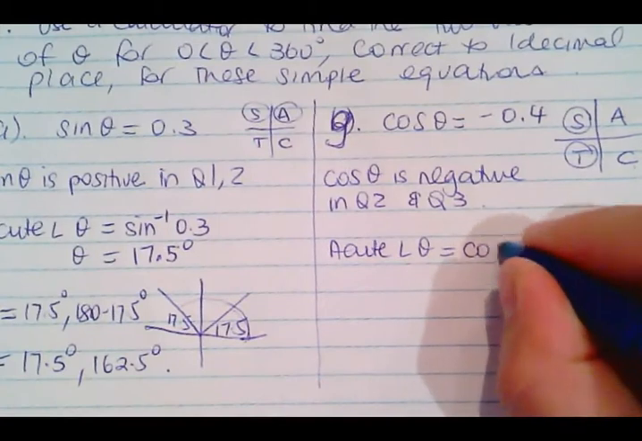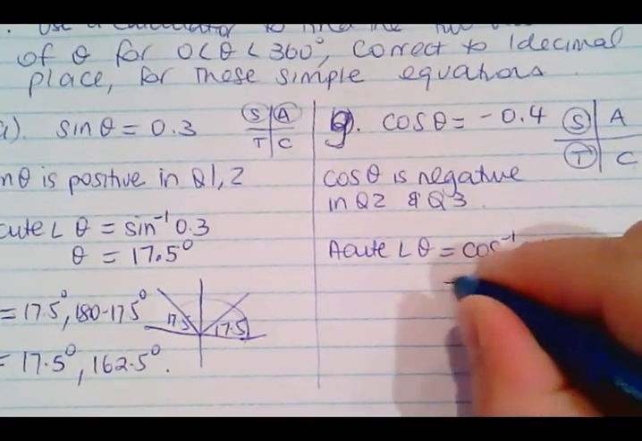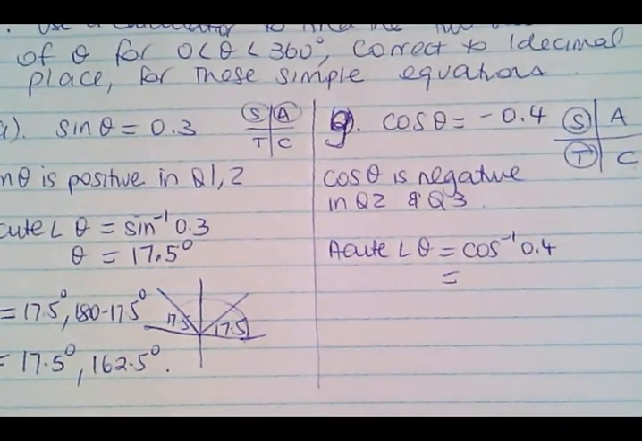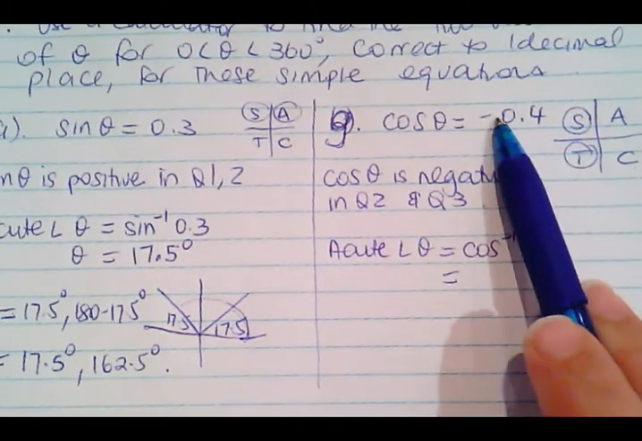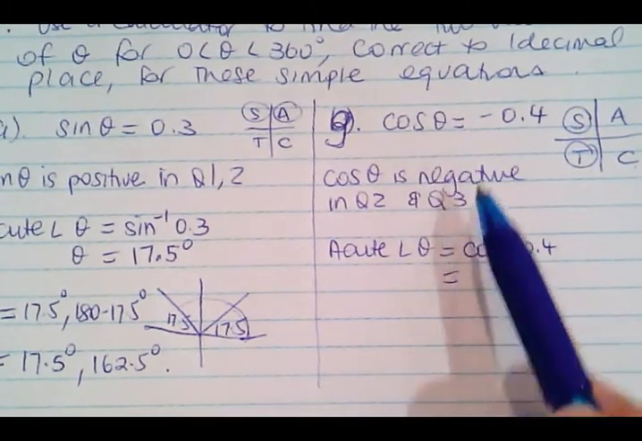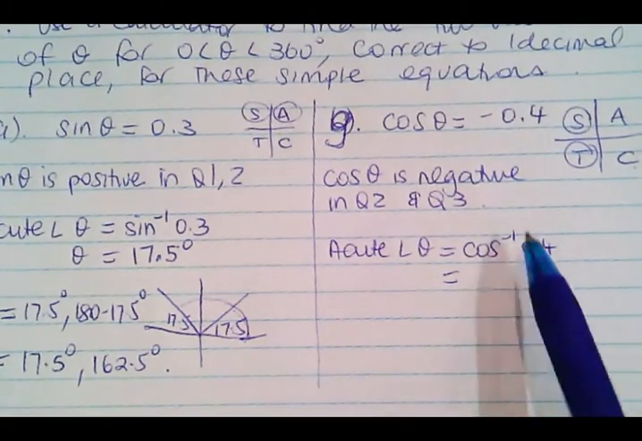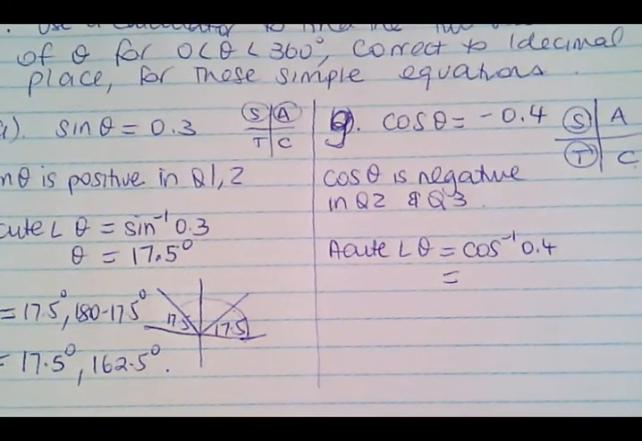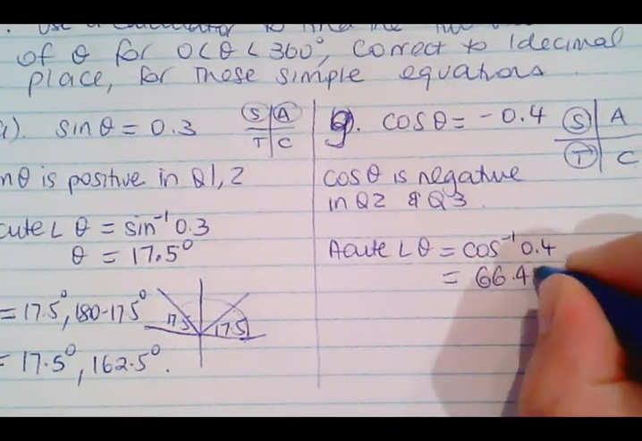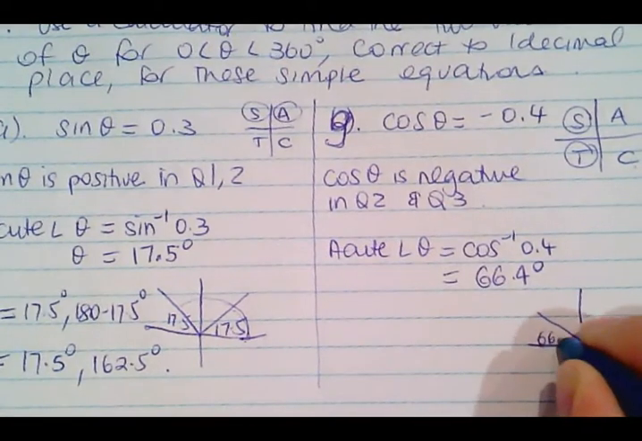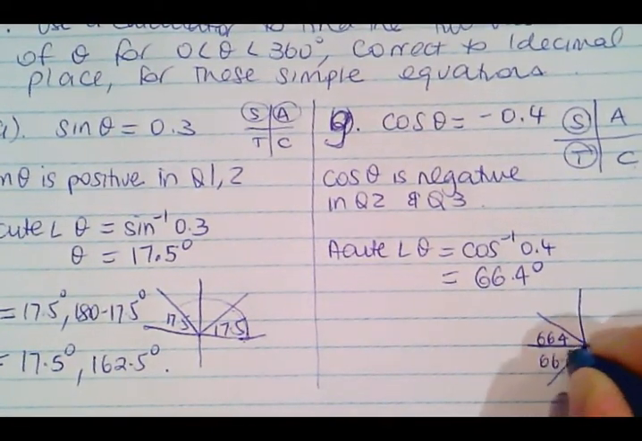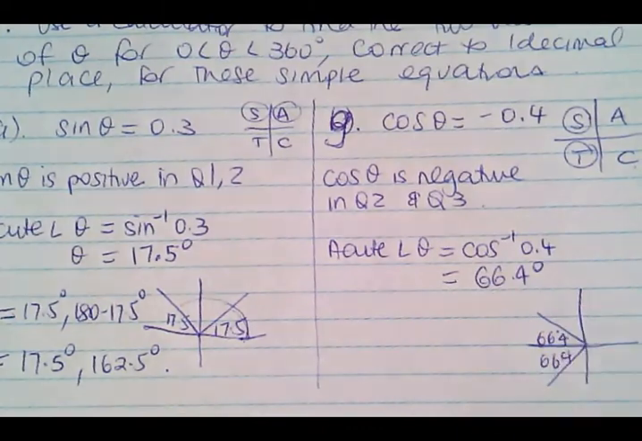So we go cos to the power of negative 1 of positive 0.4. Do not put the negative into your calculator. The negative only tells you which quadrants you lie in. What you put into your calculator is shift cos, second function cos 0.4. When you do that, you get 66.4 degrees. So we'll draw out quadrant 2, 66.4 degrees, and quadrant 3 with 66.4 degrees.